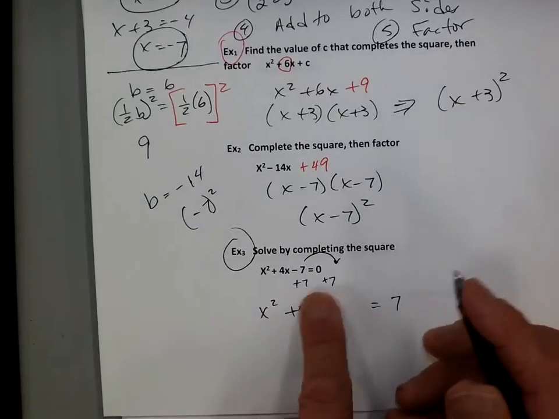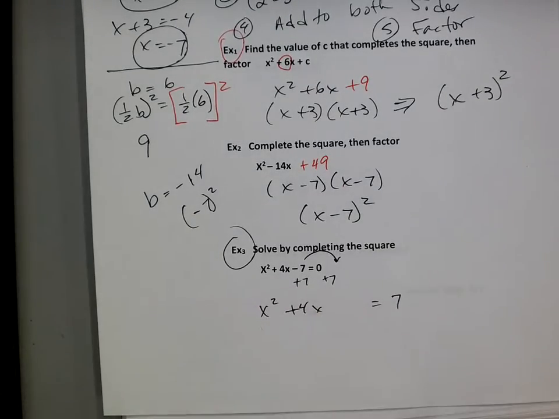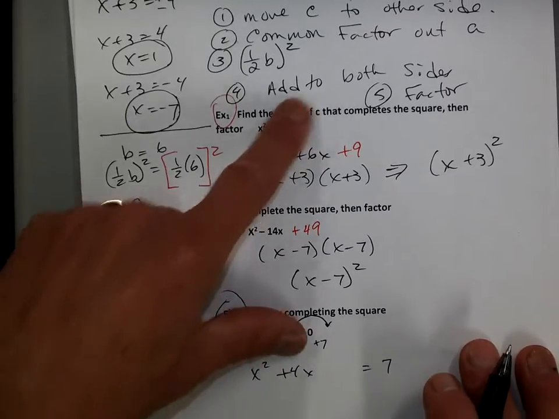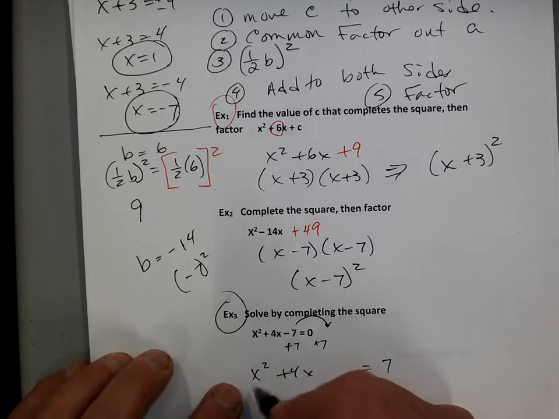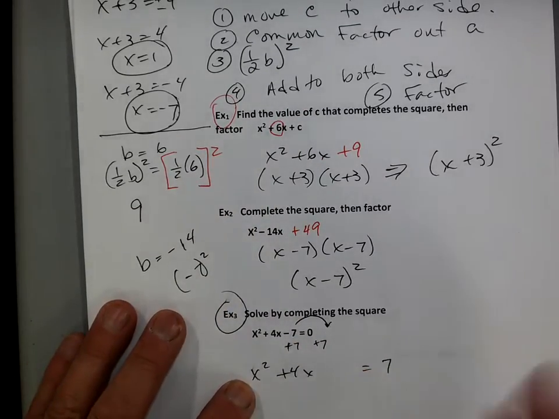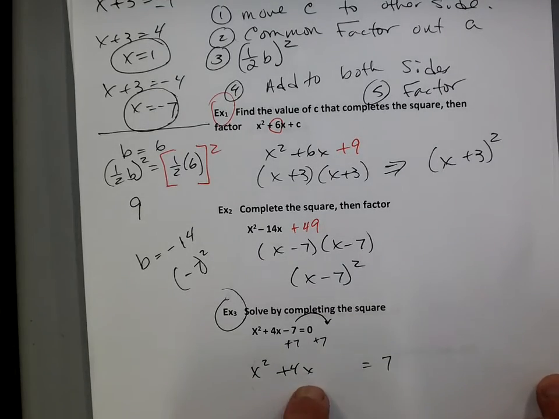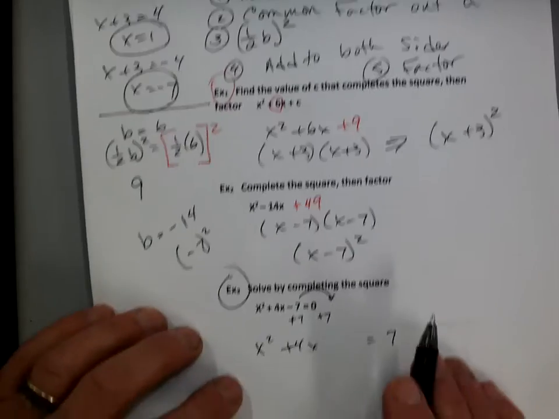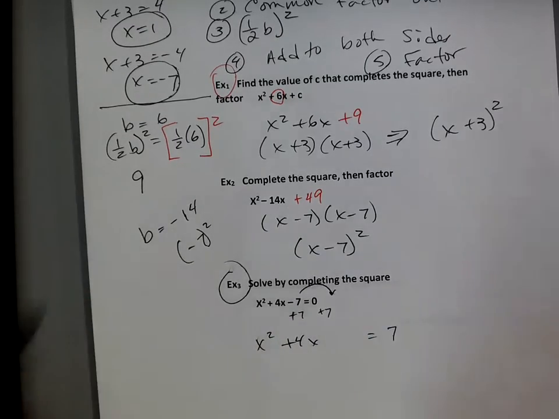I like to leave a little space right here because I'm going to complete the square. Okay. Step 2 up here says common factor out a. There's a 1 here. There's no number here, so we're not going to do step 2, okay? We're going to practice this in our Zoom on Monday, okay? So then, what I'm going to do, okay? So b is 4.